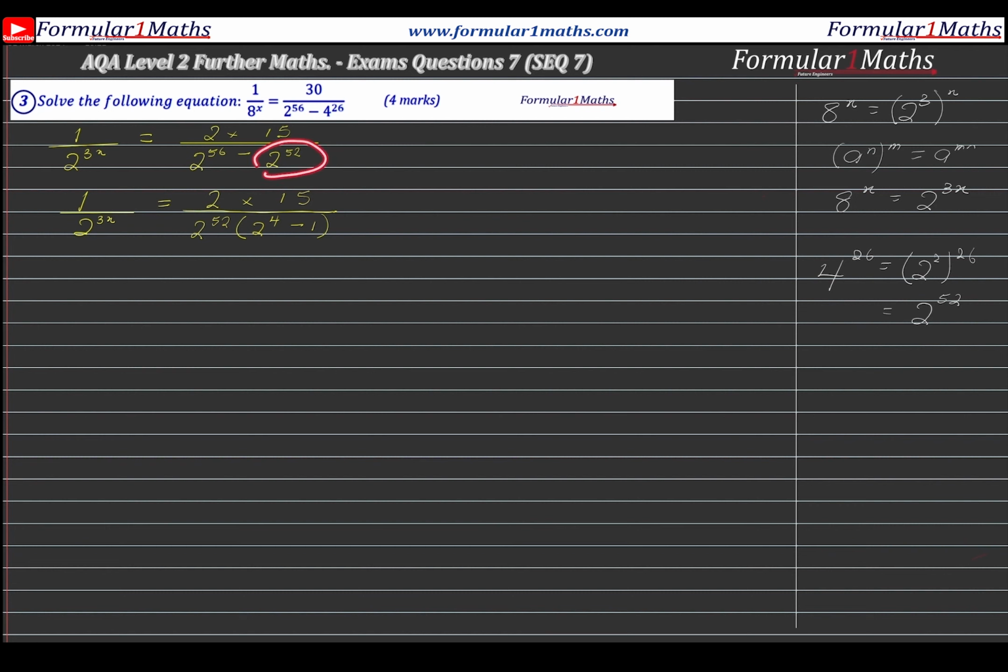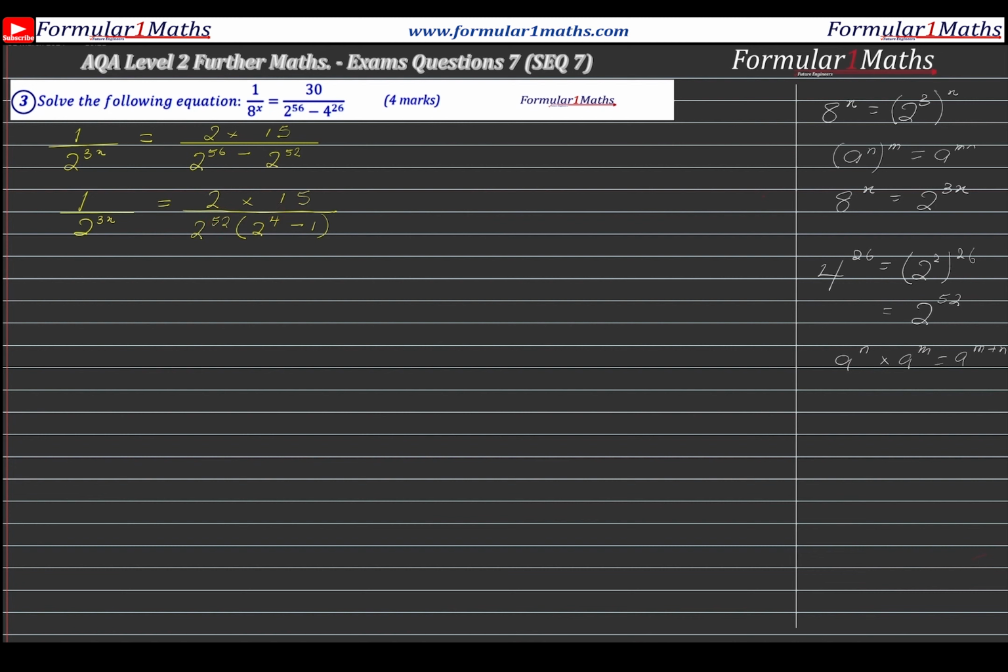2 to the power 52 is common, so I can bring that one out of the brackets over here. And when I do that, I'm left with 2 to the power 4 for this part, and then 1 for this part here. Because I'm using the laws of indices again, which says that a to the power n times a to the power m is equal to a to the power m plus n. And so 52 plus 4 is equal to 56.